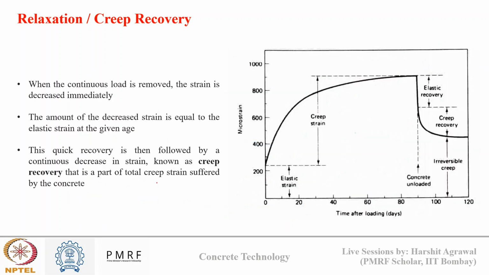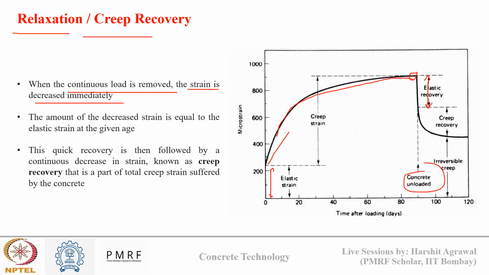Now what happens when I remove the load? This process is known as relaxation or creep recovery. When the continuous load is removed, the strain decreases immediately. You see here, this was the elastic strain, then this is the creep that occurred due to continuous loading. At this point I remove the load from the concrete. There will be some elastic recovery based on the MOE value of concrete at this stage. That will be the elastic strain that recovers.